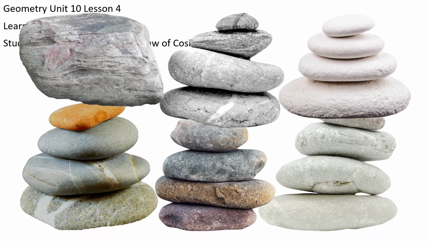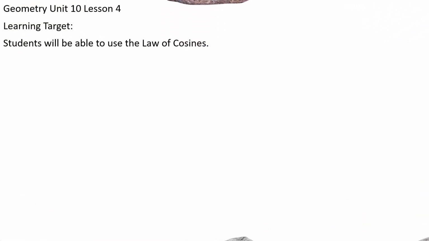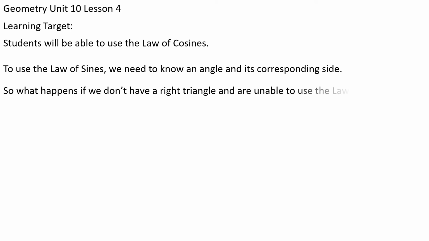Okay, if the previous lesson was the law of sines, this lesson must be the law of cosines. So, of course, law of sines helps us out when we had an angle and its corresponding side. But what happens if not only do we not have a right triangle, but we are also unable to use the law of sines? I'm so glad you asked. We are going to be using the law of cosines. That's going to save the day for us.